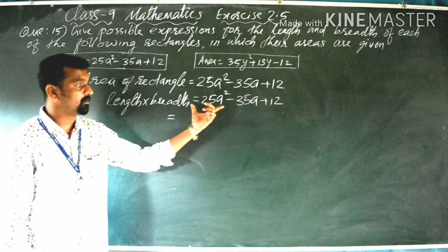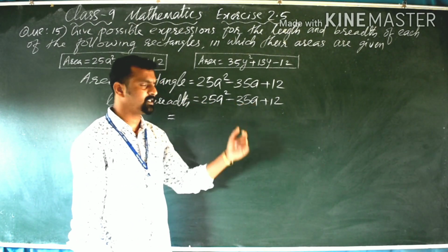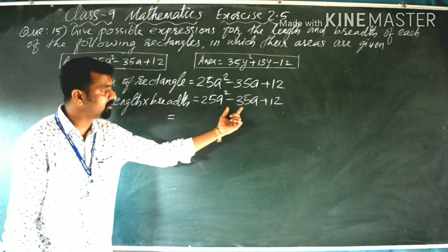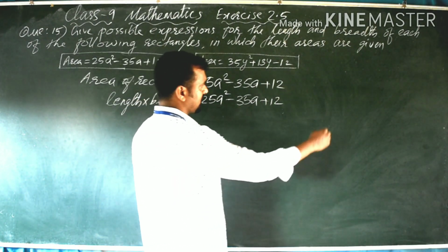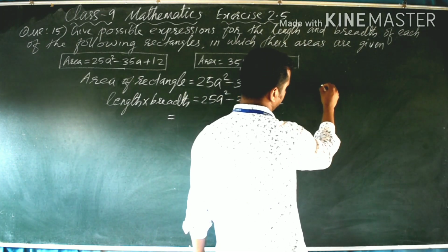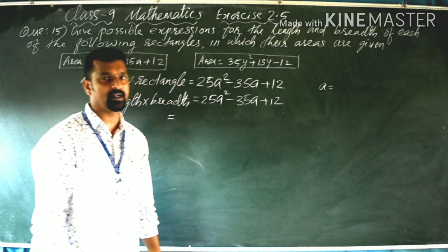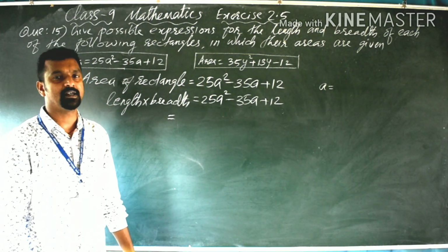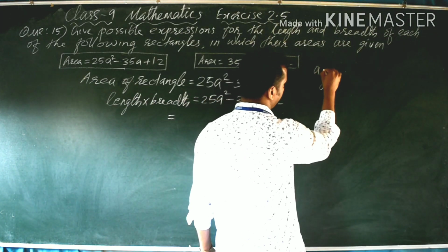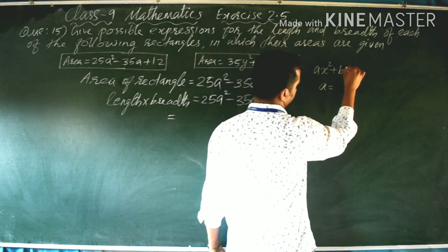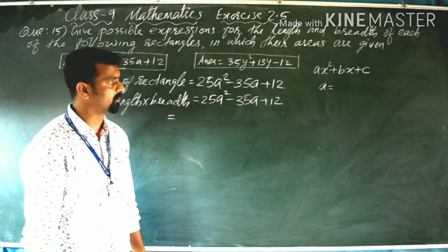So here we are going to factorize this quadratic polynomial. For factorizing, we are going to split its middle term, which we have studied earlier. First you have to write the values of a, b and c, comparing with the general form of a quadratic polynomial. What is the general form of a quadratic polynomial? ax square plus bx plus c.